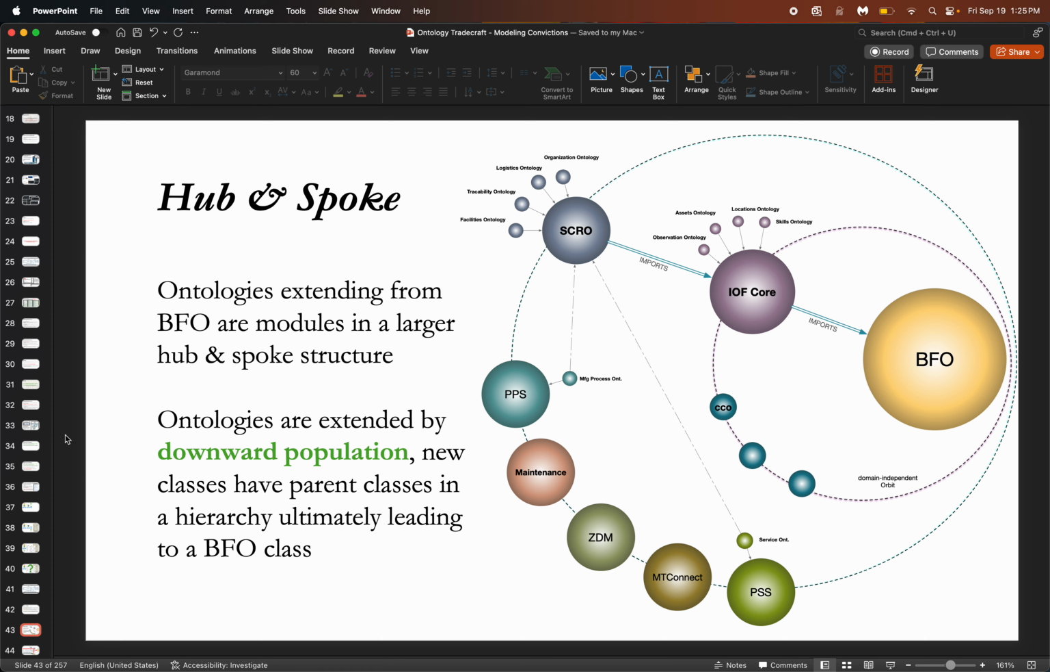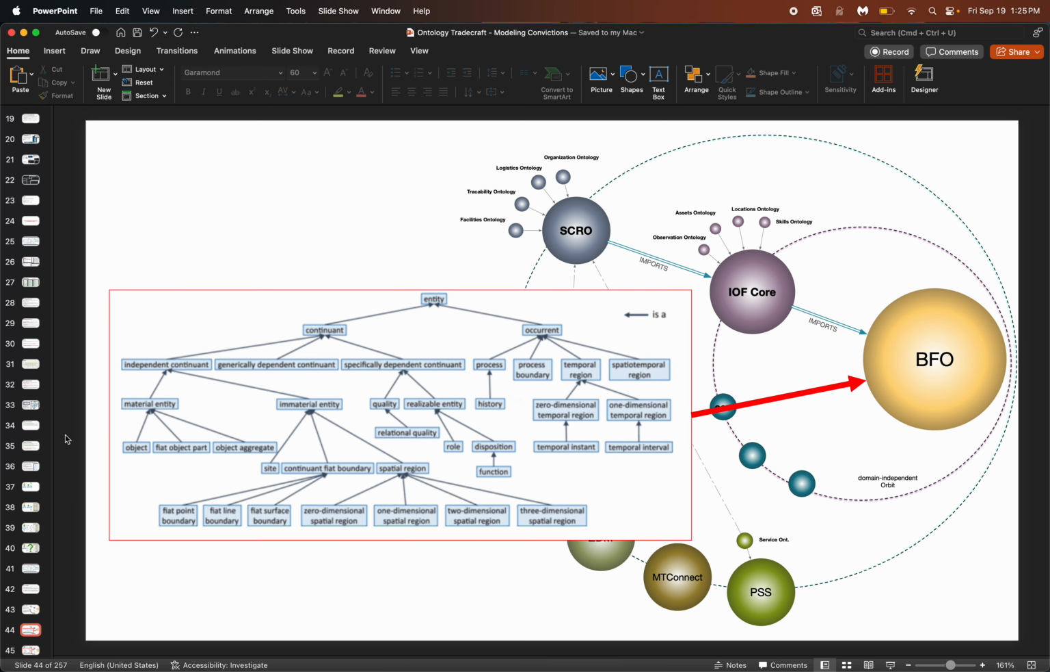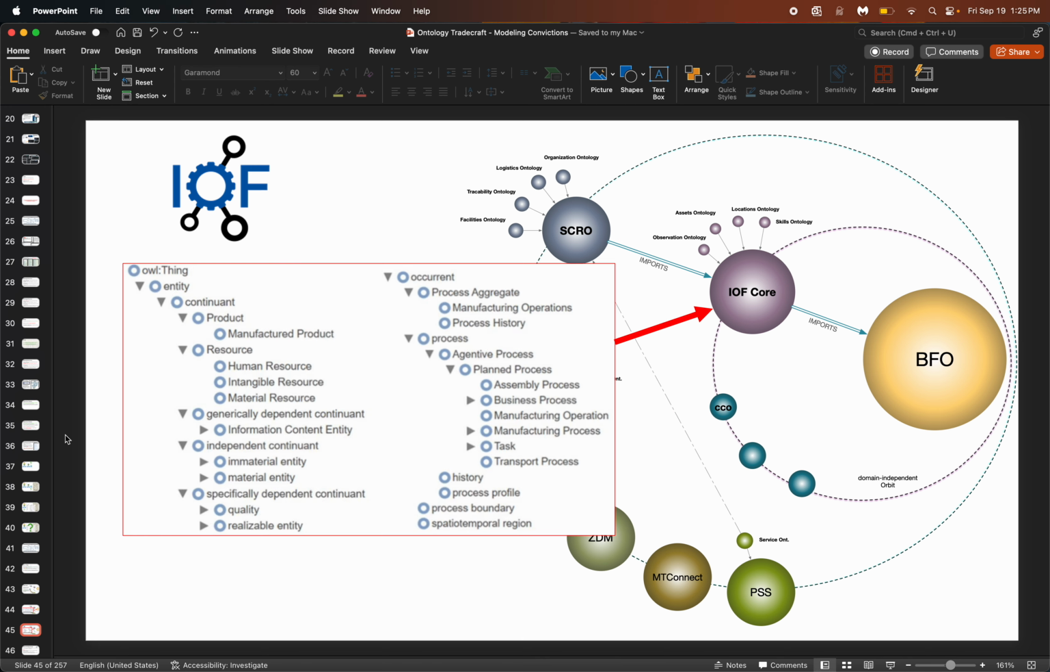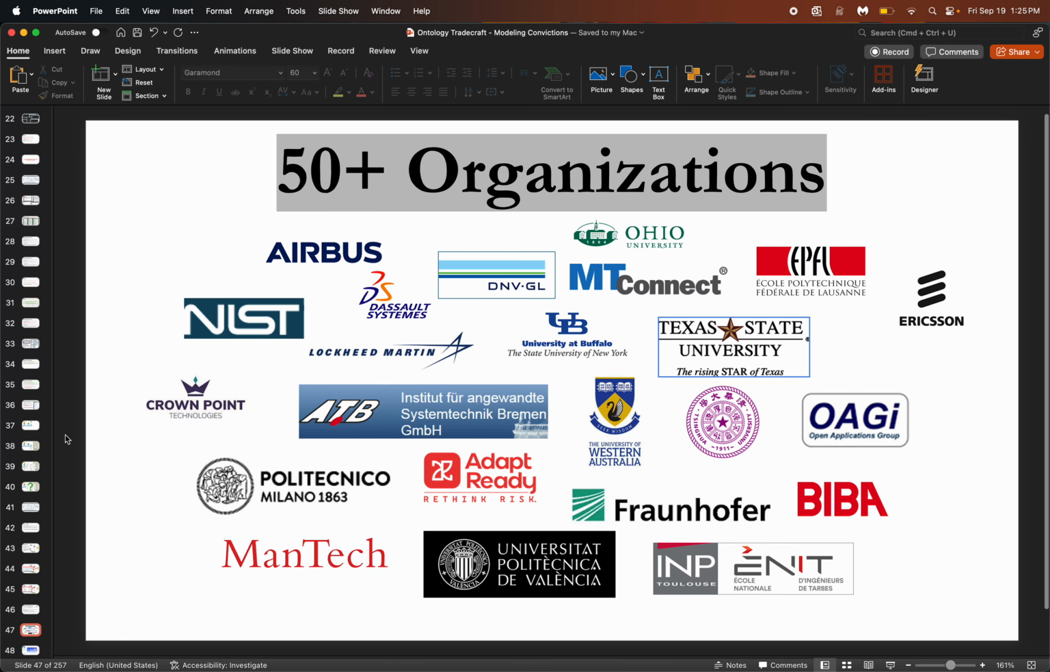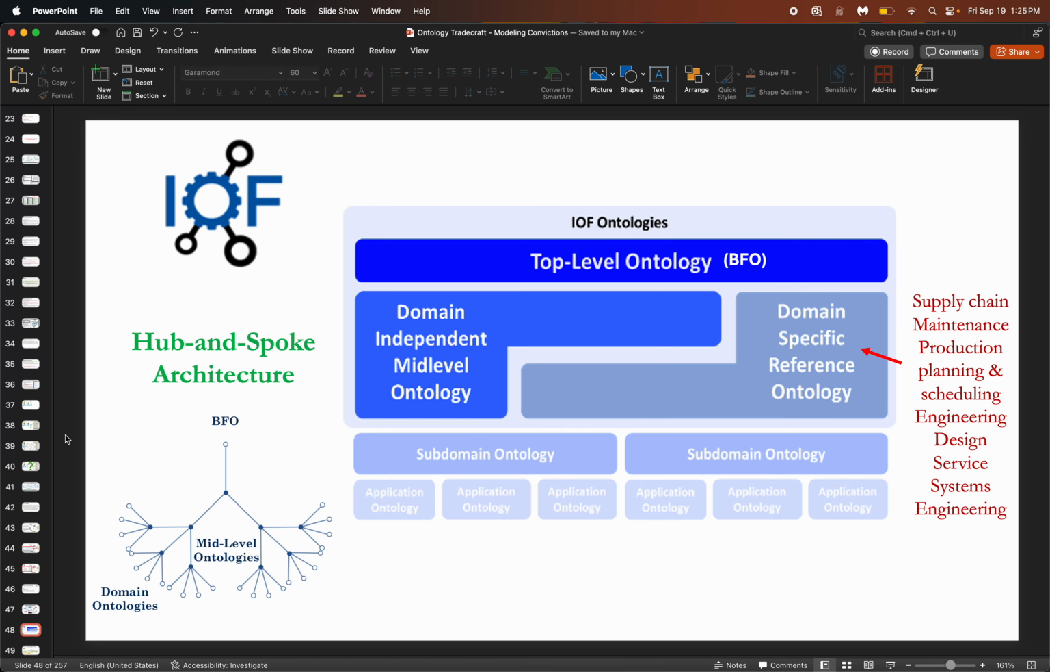So we have a hub, and then we spin off spokes. There's BFO. There's a taxonomic representation of the Industrial Ontology Foundry's core, which I'll say a little bit about. This is operating under the auspices of the Open Applications Group, the goal being to create a suite of public and reusable reference ontologies for manufacturing. They work with government, industry, academia, and standards. They work with a lot of different organizations, because a lot of different organizations have vested interest in this content, right?